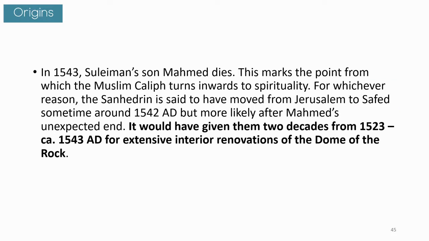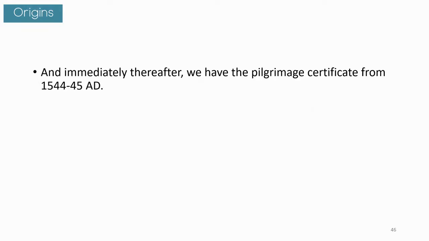In 1543, Suleiman's son Mahmud dies. This marks the point from which the Muslim caliph turns inwards to spirituality. For whichever reason, the Sanhedrin is said to have moved from Jerusalem to Safed sometime around 1542, but more likely after Mahmud's unexpected end. It would have given them 2 decades, from 1523 to 1543, for extensive interior renovations of the Dome of the Rock. And immediately thereafter we have the pilgrimage certificate from 1544, the one that we showed you earlier.